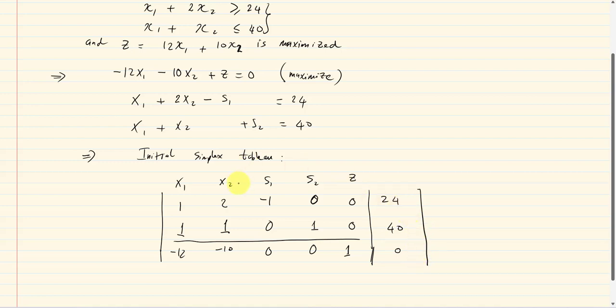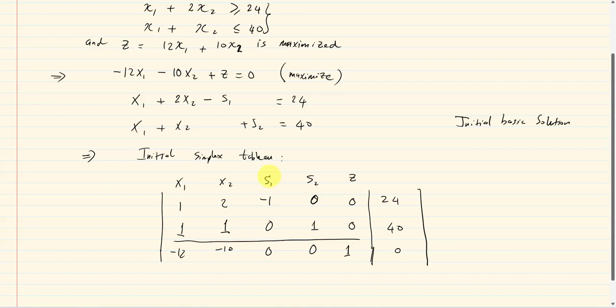So this is the initial simplex tableau. Now, looking at this one, we can find the initial basic solution. Before we do any calculations, we can find the initial basic solutions. So what is the solution here?